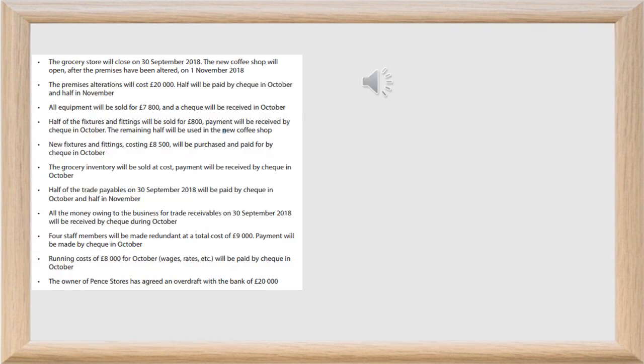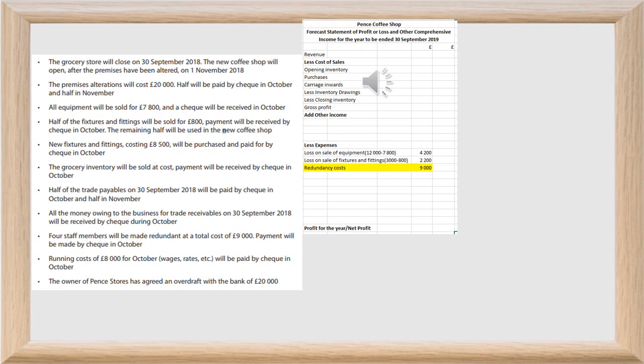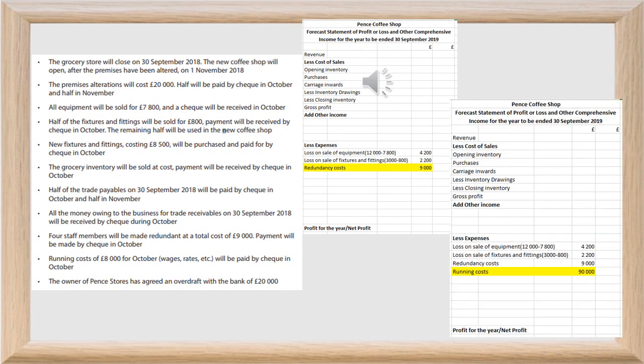Going through the rest of the information, new fixtures purchased is not recorded in SOCI since it is a capital expenditure. Grocery inventory sale is not related to the coffee shop, so we should not consider it in the SOCI. Payment on trade payables is not an expense or income, so we do not consider it in the SOCI. The check from trade receivables is similar. Redundancy costs should be recorded under expenses since it is related to the coffee shop. Running costs should also be recorded under expenses since it is related to the coffee shop. The bank overdraft isn't an income or expense, so we don't take it to the SOCI.